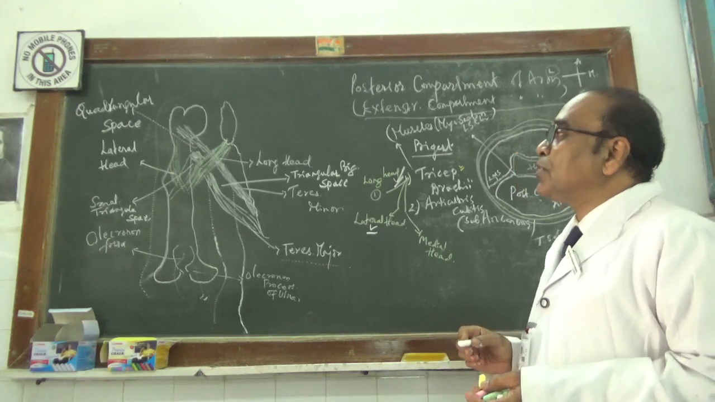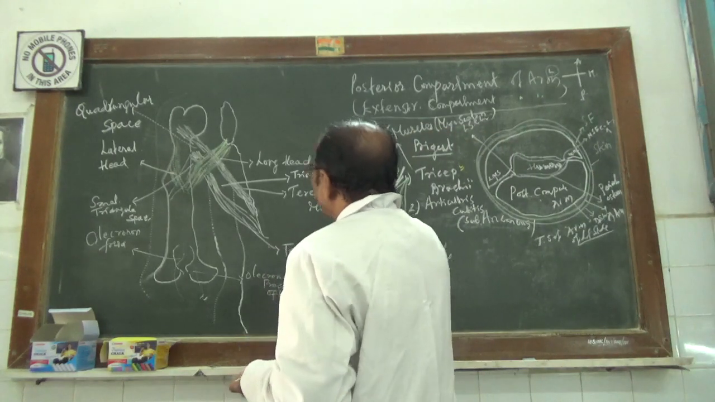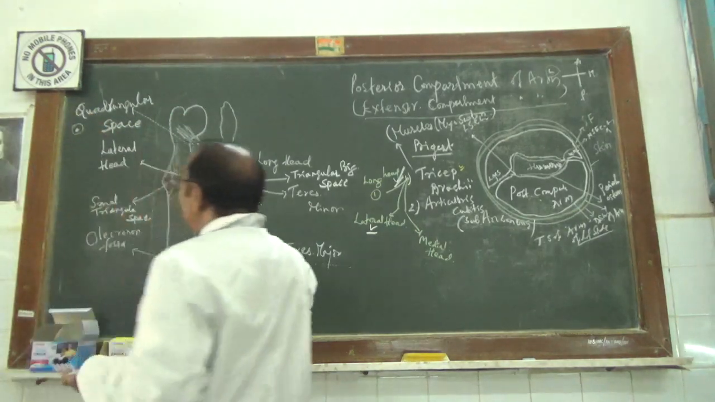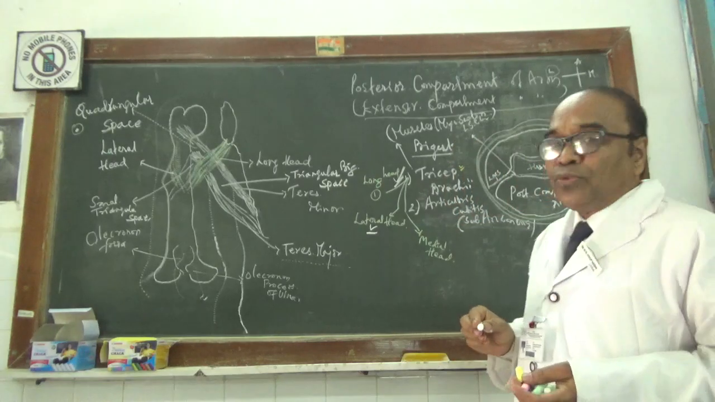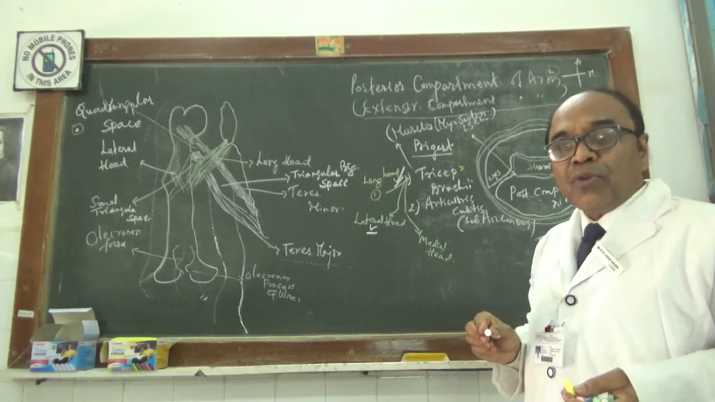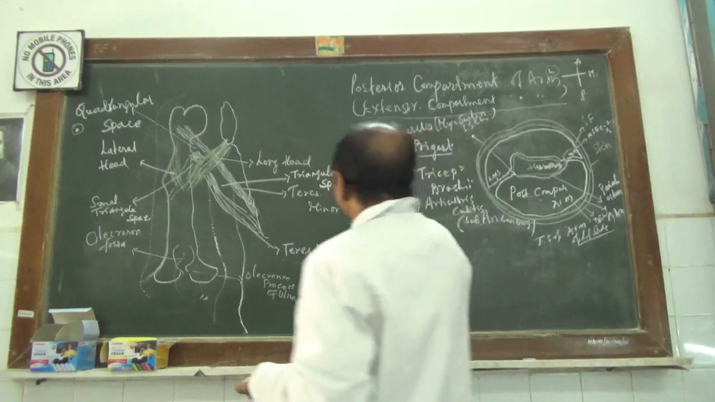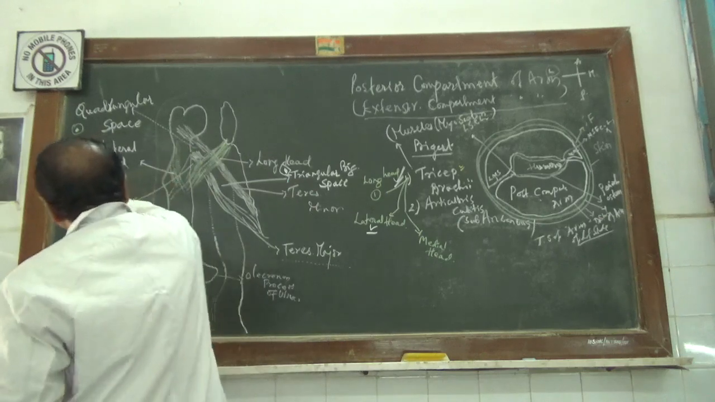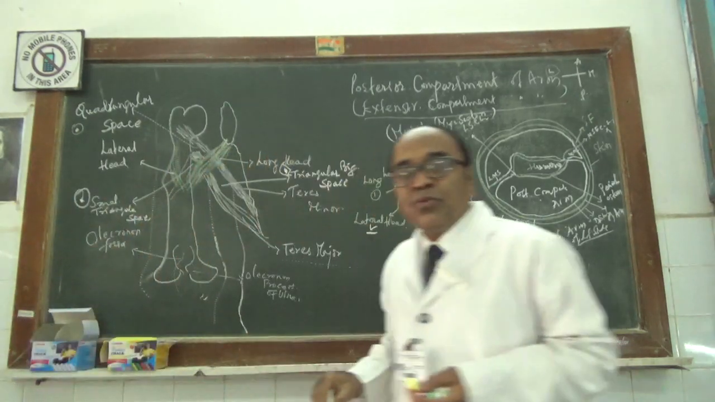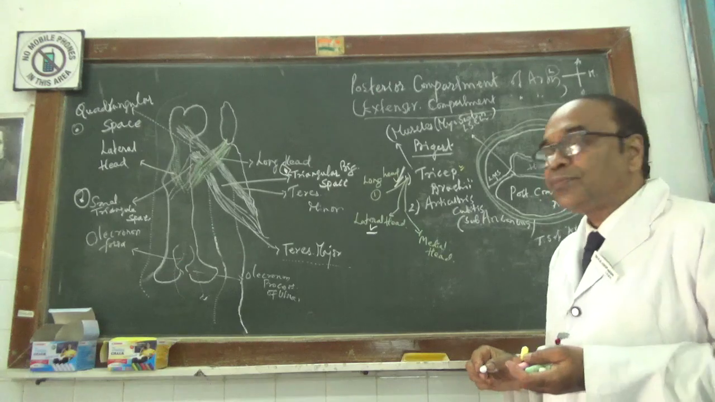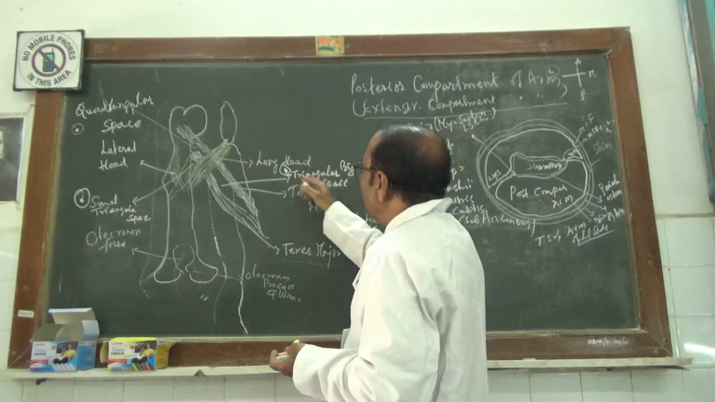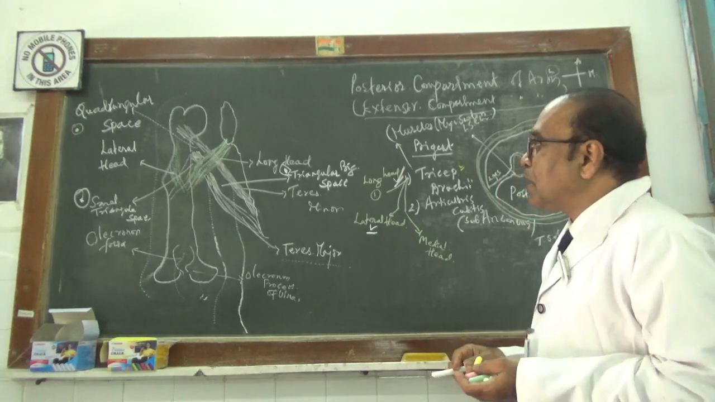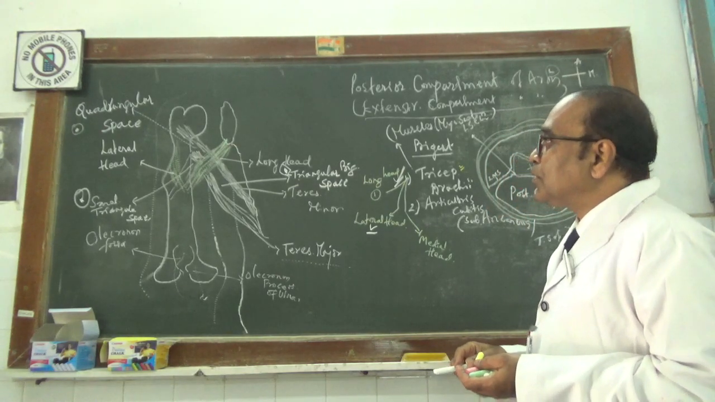Those two spaces are, one, a quadrangular space, another, a very small one, and another, a big triangular space. Now these things you have to deal with. Now, going to what you can call the big triangular space.